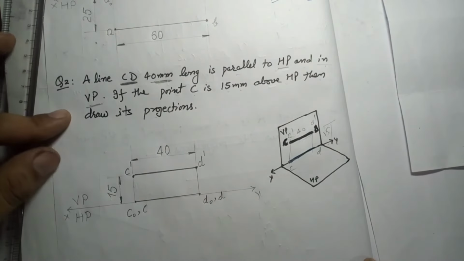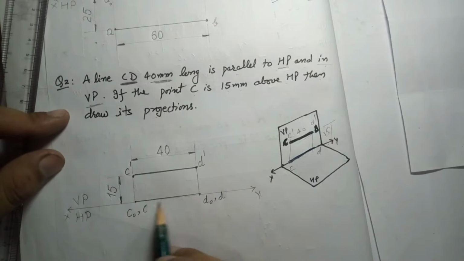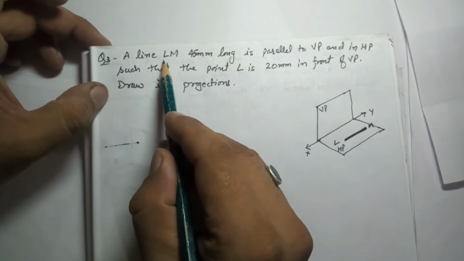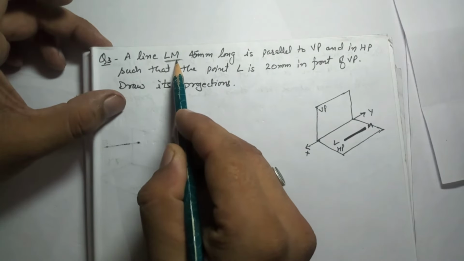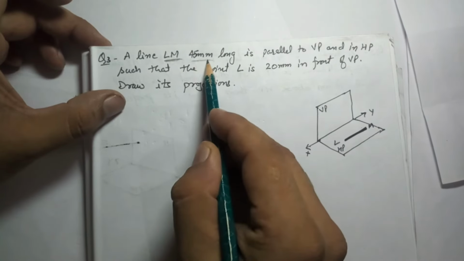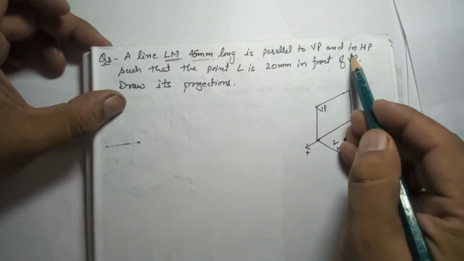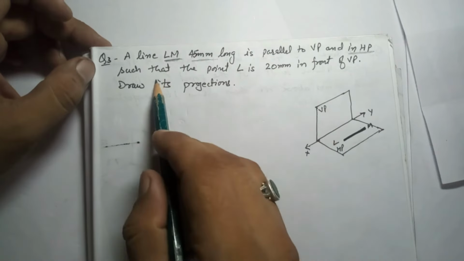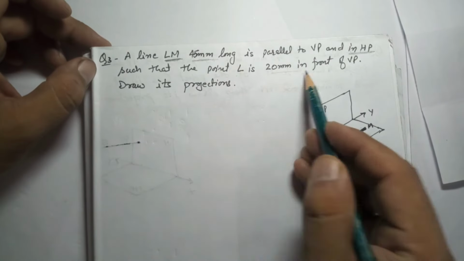So this is the solution, right? Only front view and top view dark, nothing else. Let's start with the third question. The third question says the line LM, this is the name of the line, LM, 45 mm long, parallel to VP and in HP. Now there is no gap from HP, the line is placed on HP. The L point is 20 mm in front of VP.